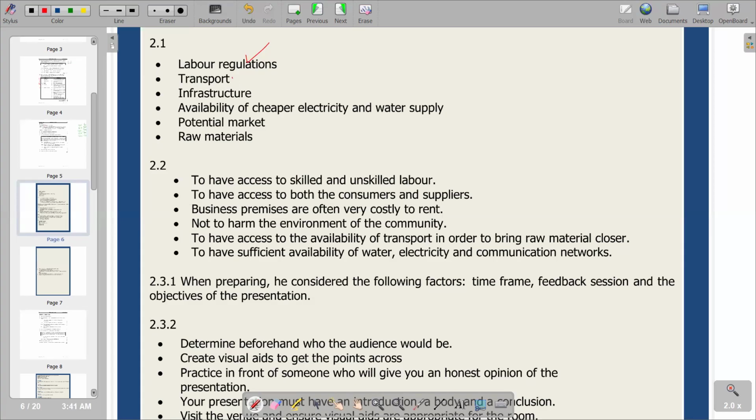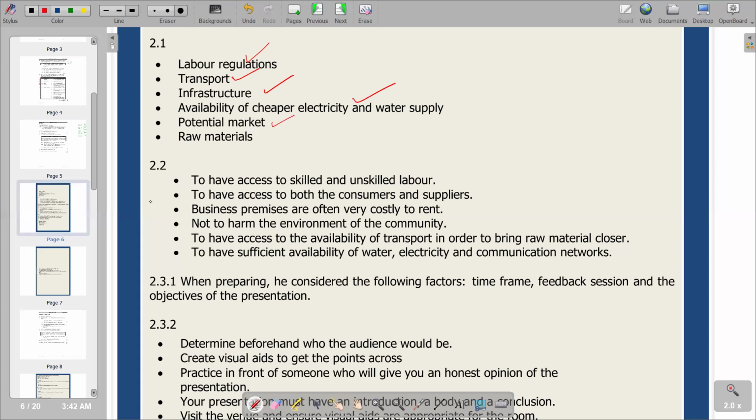So we've also got transport. Is there transport where we want to operate or locate? We've got the infrastructure that is there. Is the infrastructure appropriate according to the nature of our business also? And then availability of cheaper electricity and water supply is also very important as we choose where we want to operate. And then we have the potential of market. Is there a market for our products?